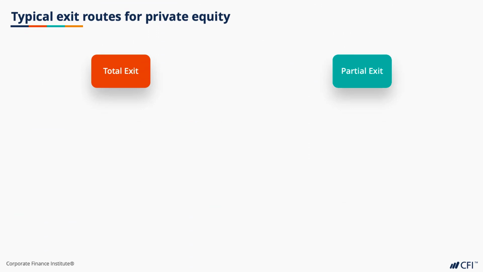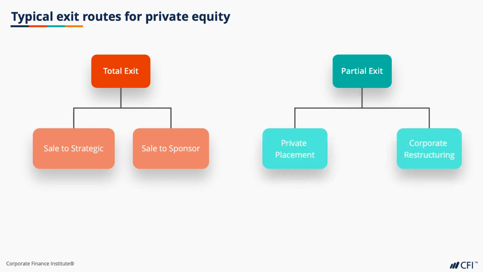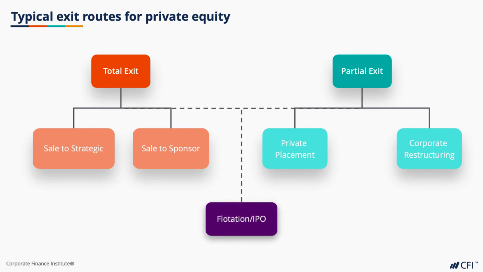So in terms of an exit, they can generally have a total exit or a partial exit. Let's take a closer look at what that means. A total exit would be selling the entire company to either a strategic buyer, which is another operating company, or to a sponsor, which would be another type of private equity firm. On the partial exit side, you could have a private placement, which is where some of the shares of the company are sold, either to a strategic buyer or to a sponsor. There could also be a restructuring of the company, where some new investors are brought in and some old investors are taken out. And sort of as a hybrid between a total and partial exit, you have a flotation or initial public offering, which is where the company goes public.